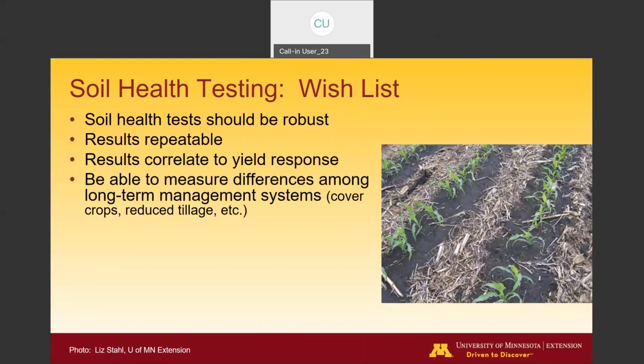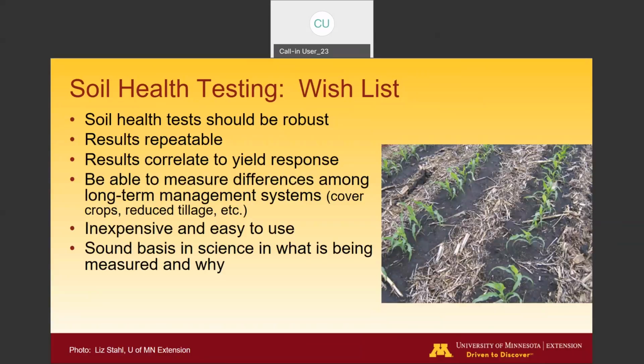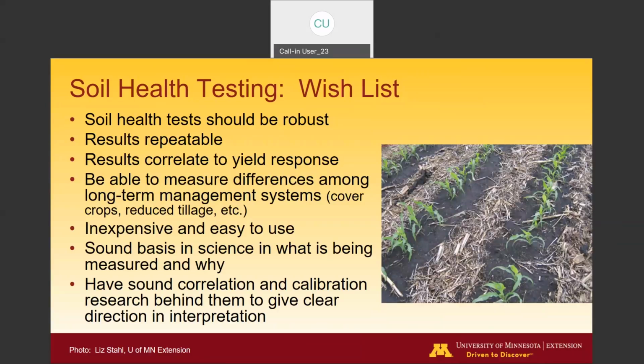in our standard agricultural systems. And also, I'd like something, of course, that's inexpensive and easy to use, have a sound basis in science in what's being measured and why, and also have sound correlation and calibration research behind them to give it clear direction and interpretation.